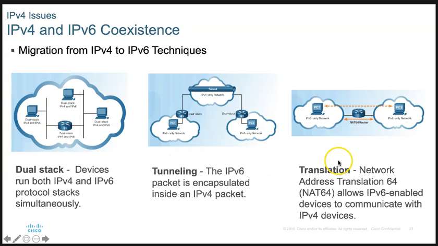All these three solutions are temporary solutions that try to resolve the problem of having part of the internet in IPv4 and the other part in IPv6.